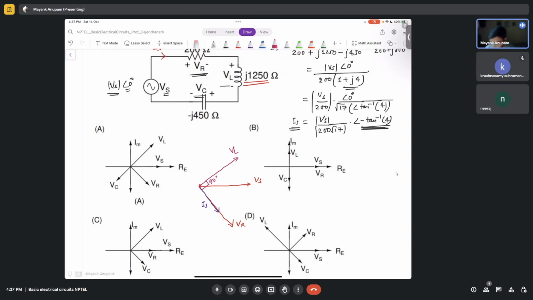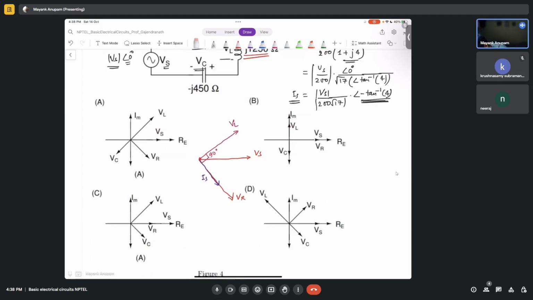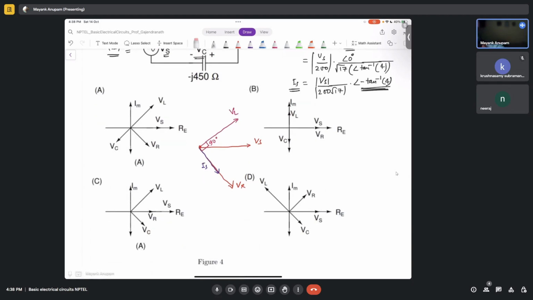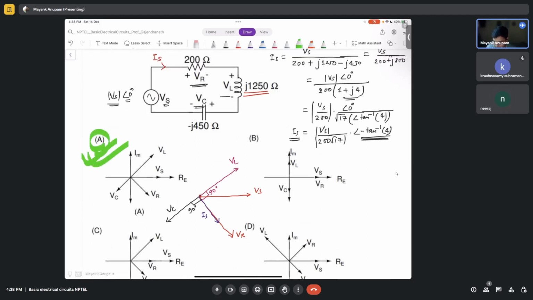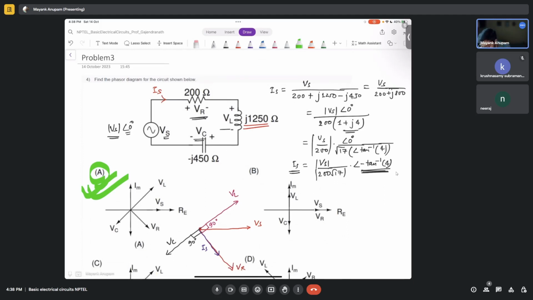And we know that the voltage across the capacitor is 90 degrees lagging the current, at a 90 degree lag compared to current, right? So it should be where? In the third quadrant, like this. It is VC. So which one is the correct out of all the four? A. Yes, A is correct, right? So now you understand how to find out the phases, phasor diagram.